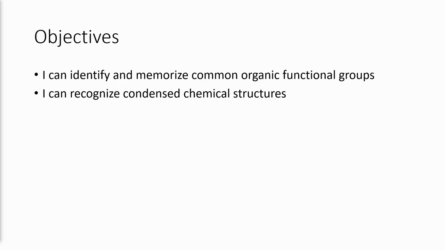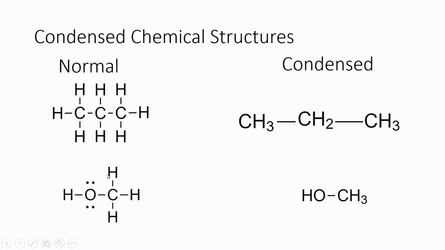Okay, the first thing we're going to do is talk about condensed chemical structures in organic chemistry. So on the left we have two examples of normal structures, and then on the right we have condensed structures. So notice in a normal structure we draw all of the bonds.